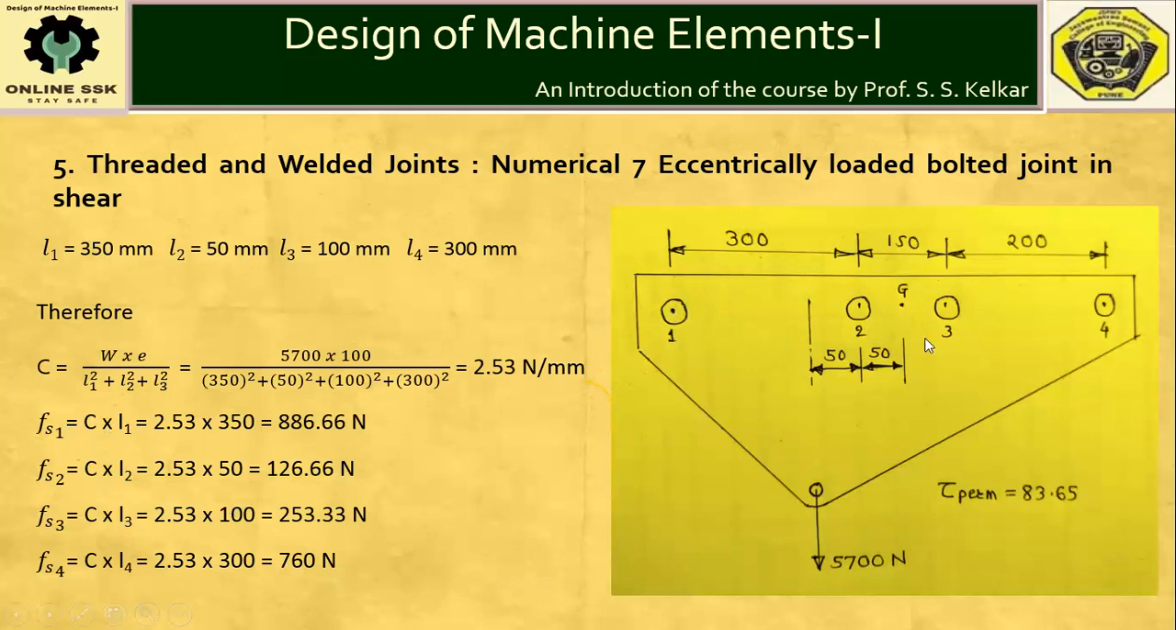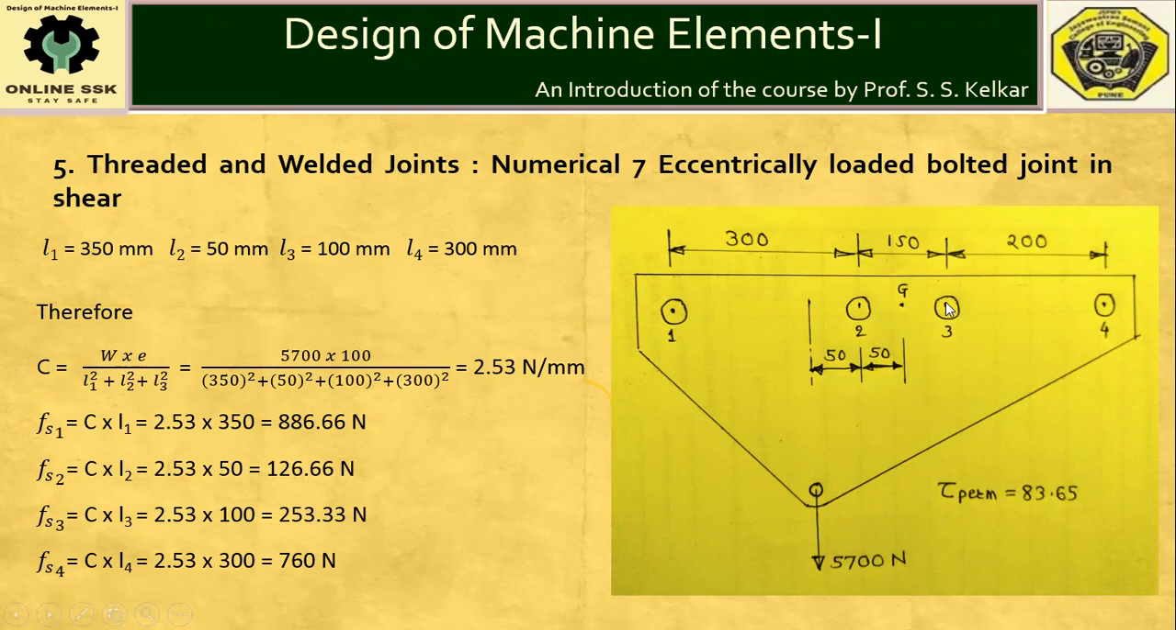So for board number 1, its distance from CG is 350. So L1 is equal to 350. For board number 2, its distance from CG is 50. So L2 is equal to 50. Distance between board number 2 and 3 is 150, but G is lying at a distance of 50 from board number 2. So therefore, board number 3 is lying at a distance of 100 from G. So L3, the distance between G and board number 3, is 100.